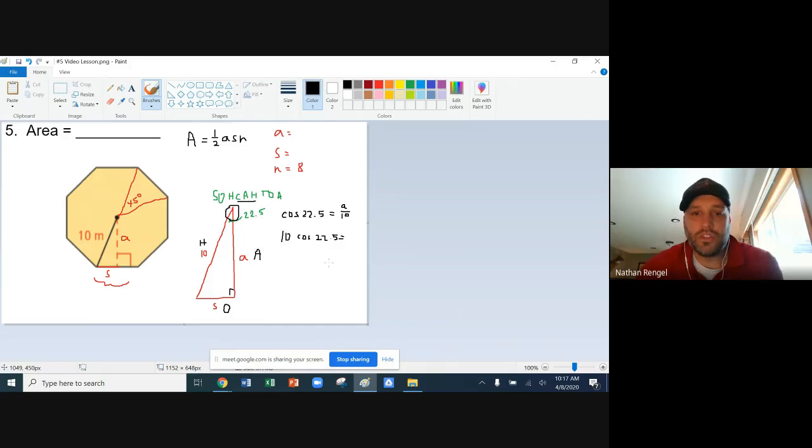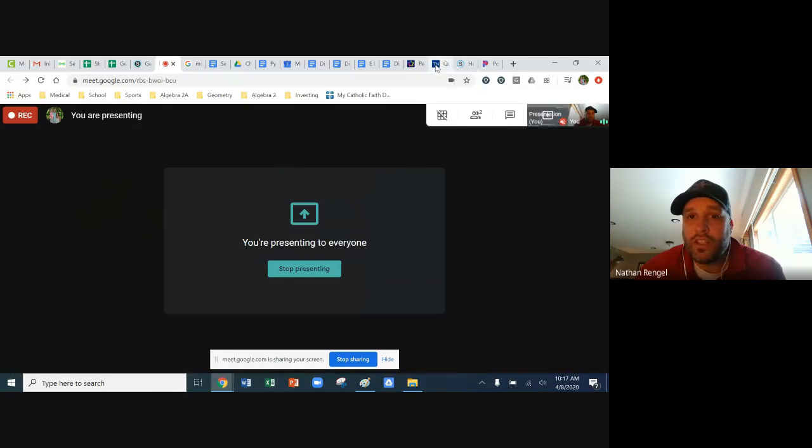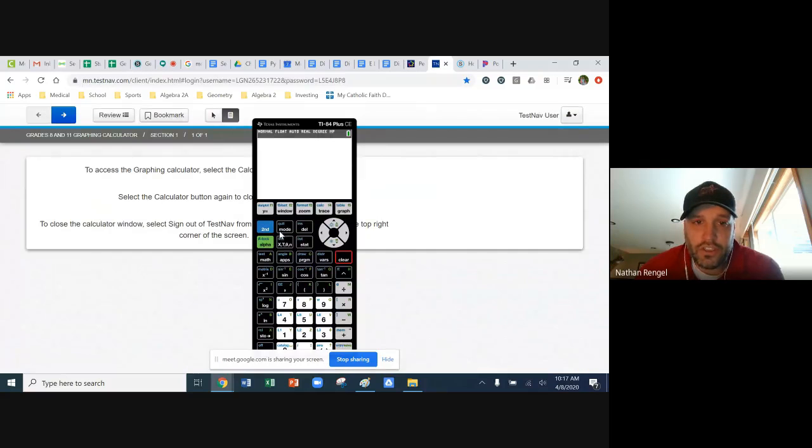So 10 times the cosine of 22.5, we can actually head to the calculator. Just a quick reminder, make sure your calculator is in degree mode. So I'm going to go down and make sure that degree is black with white letters. That means it's in degree. And I'm going to take 10 times the cosine of 22.5, and we get about 9.2.